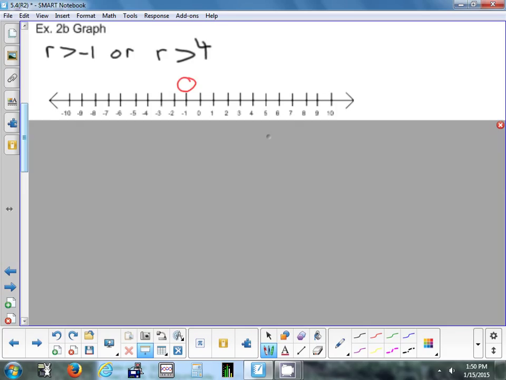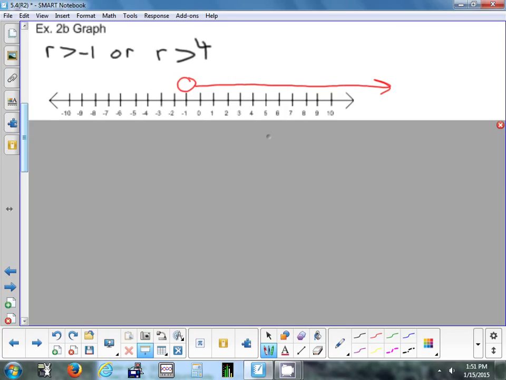Who told me? Was that you, Ryan, that told me to graph it that way? I just want to give you credit. Ryan said put an open circle at -1 and graph that way. It's an or. I'm greedy. I want to graph everything. That's why I'm doing it that way. It's an or. I want to graph everything. I'm greedy. Both going the same way.